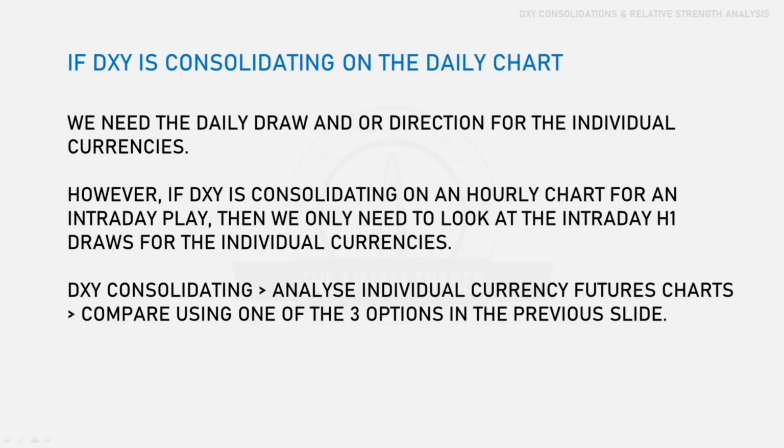If DXY is consolidating on the daily chart, we need a daily drawn liquidity or directional bias for the individual currencies. However, if DXY is consolidating on an hourly chart, for example, for an intraday play, then we only need to look at the intraday 1 hour drawn liquidity for those individual currencies. So DXY consolidating, then we analyze individual currency futures charts, and then we compare one of the three options we covered in those previous slides.